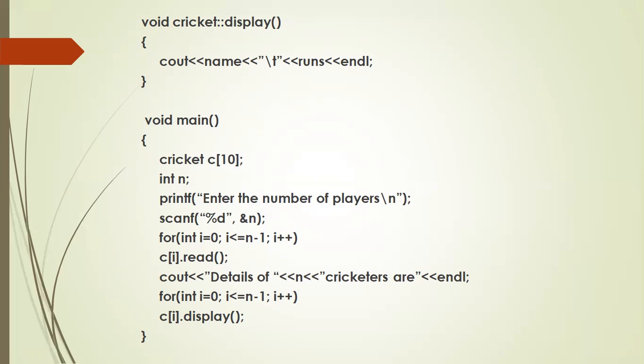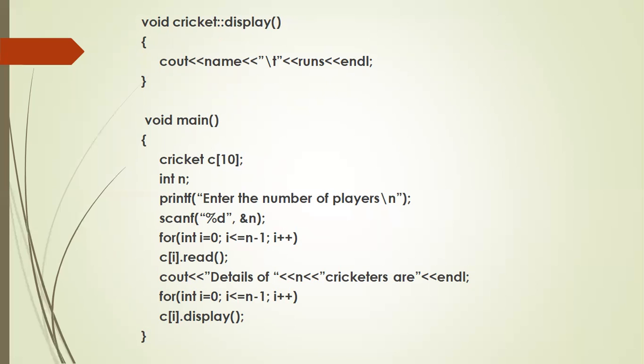Then int n. So out of 10, we can use any number. So int n specifies the number of objects: enter the number of players. Suppose you are giving n equal to 3, then you are creating 3 objects. For int i equal to 0, i less than or equal to n minus 1, i plus plus. Call the read function, c[i].read.